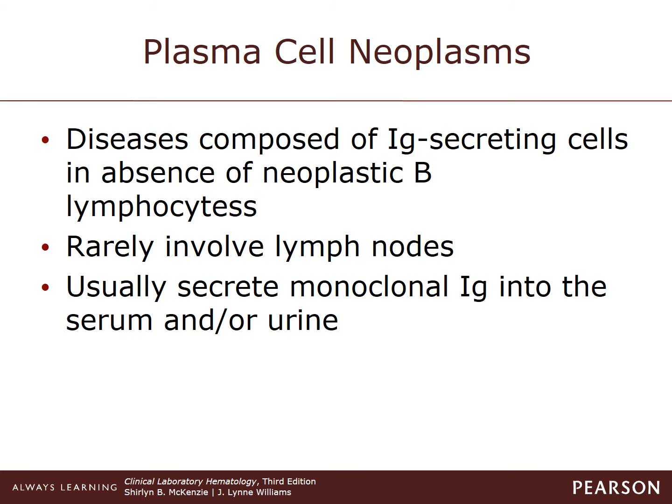Plasma cell neoplasms are considered to be a group of diseases composed of immunoglobulin secreting cells in the absence of neoplastic B lymphocytes.